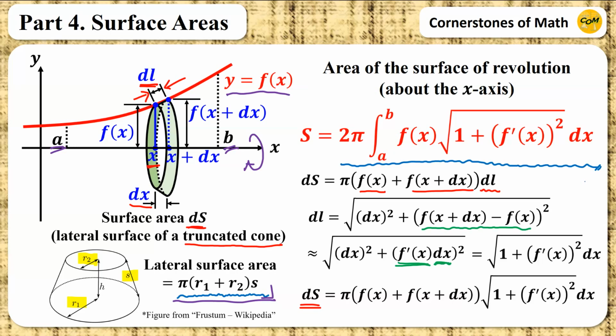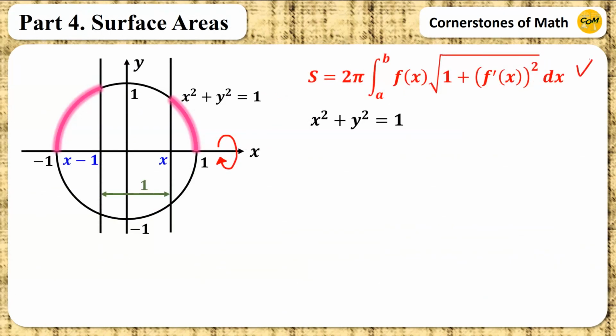This is the formula for the area of the surface of revolution, and now it's time to apply this to our problem. So here's the formula, and from our equation of the circle, we have this expression for y, the upper part of the circle, which gives this derivative.